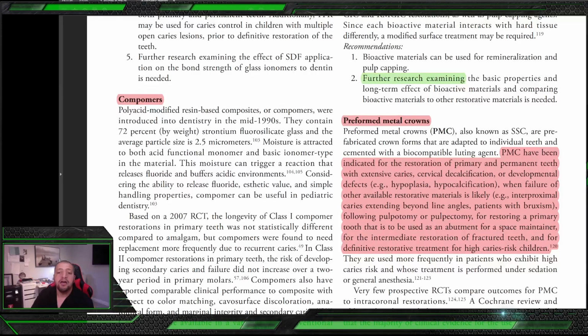very soon. Following pulpotomy or pulpectomy for restoring a primary tooth, for a tooth that is to be used as an abutment for a space maintainer, for the intermediate restoration of fractured tooth, and for definitive restoration for high caries risk. Okay, so again, it's extremely important. Give me your full attention here. SSC is the restoration to be used after any pulpotomy, any pulpectomy.